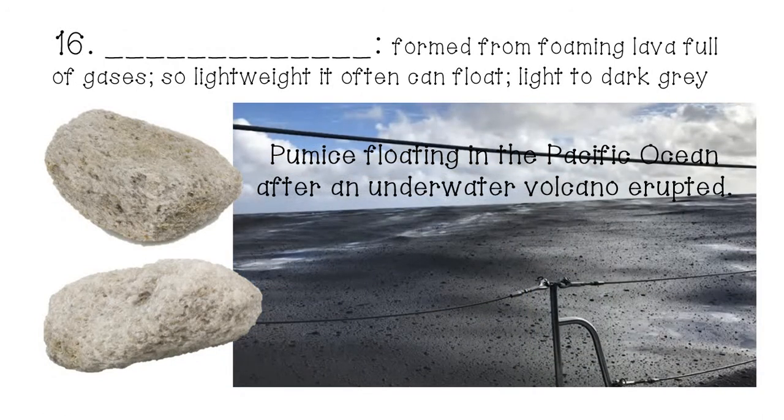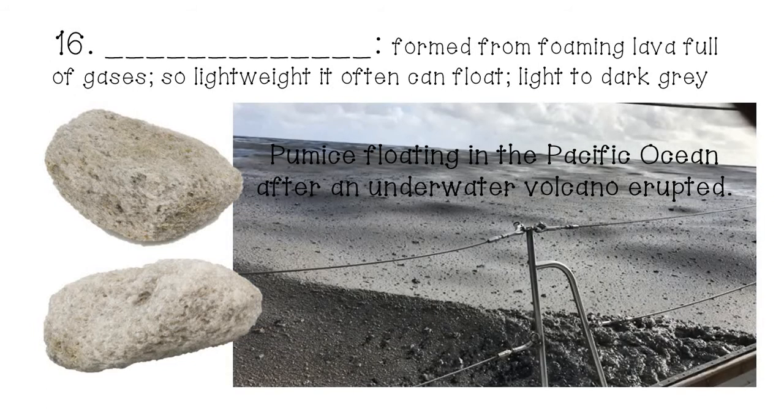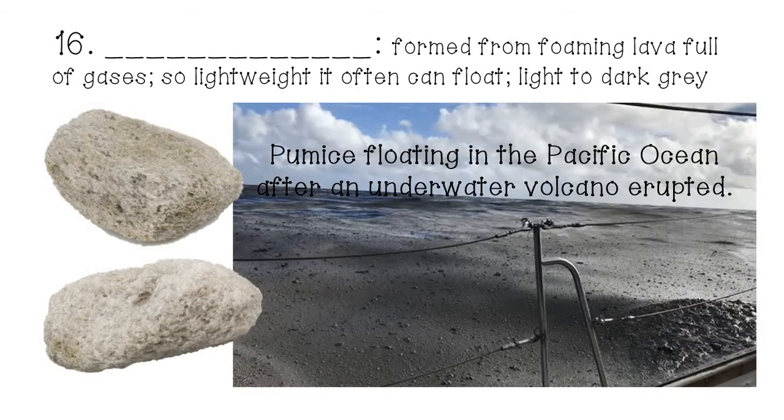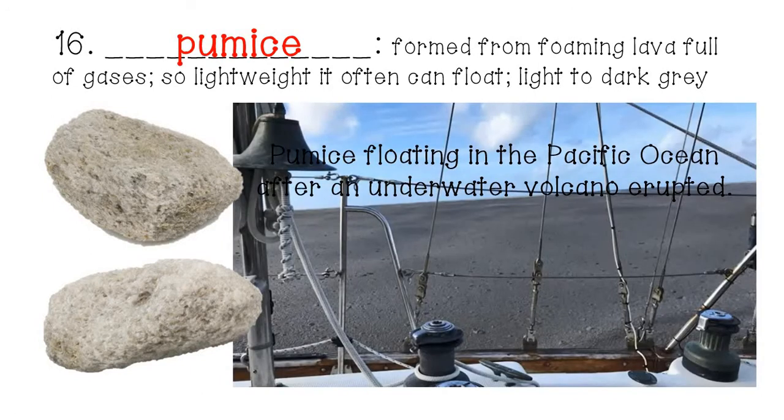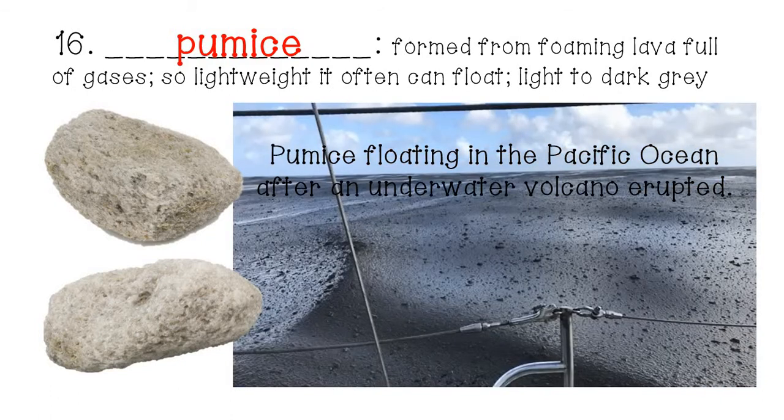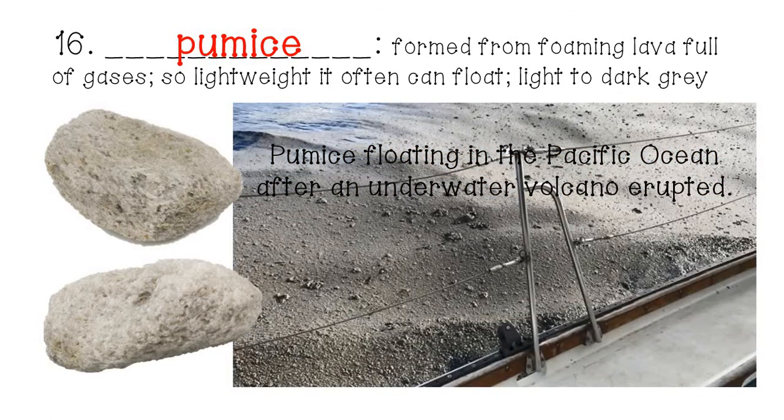The last extrusive igneous rock we'll look at is rock sample number 16. It's number 16 because it didn't originally come in your rock sample kit. I had to buy it separately, so it had to have a separate number. So rock number 16 is called pumice, P-U-M-I-C-E, pumice. And you'll feel that it feels very, very rough.